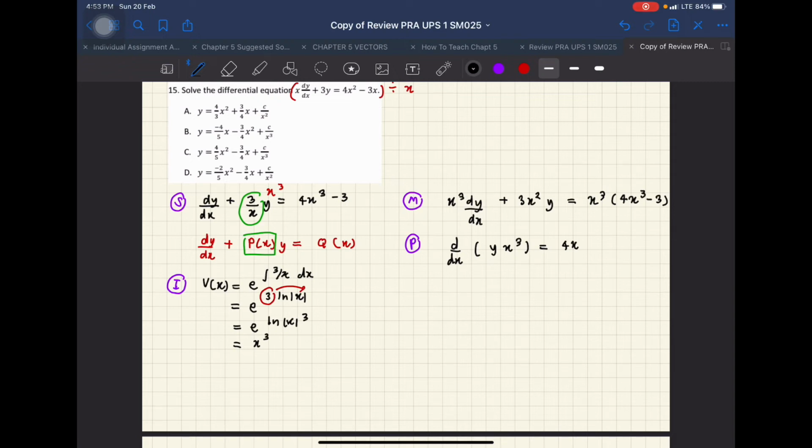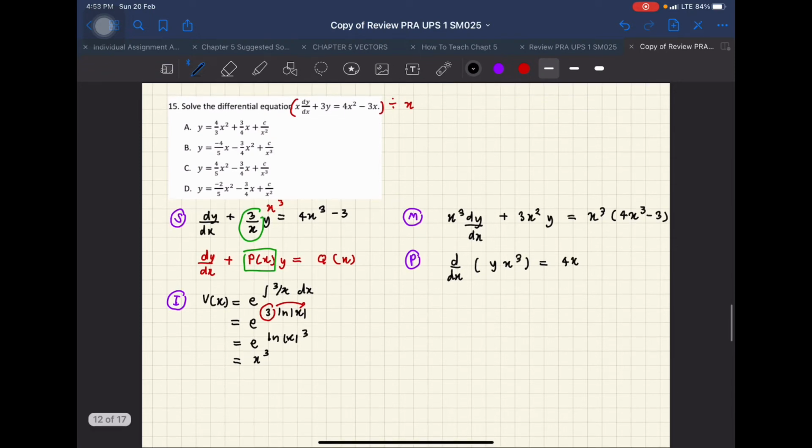Why is it 4x cube? Sorry guys, this one is supposed to be nothing. This one also does not exist. Okay, so you get 4x power of 4 minus 3x cube. Okay, settle. Alright, so let's integrate. Put the integral sign plus dx at the back. Okay, let's integrate both sides.